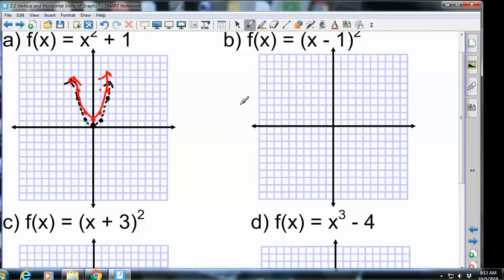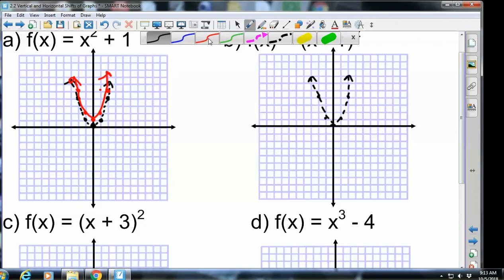Alright, so the parent function is again... That's fine if you just do 1, 1, 2, 4. You need some negatives too. Well, you have to have both sides of the parabola. You said we needed 3 points. So she's got her parent function.